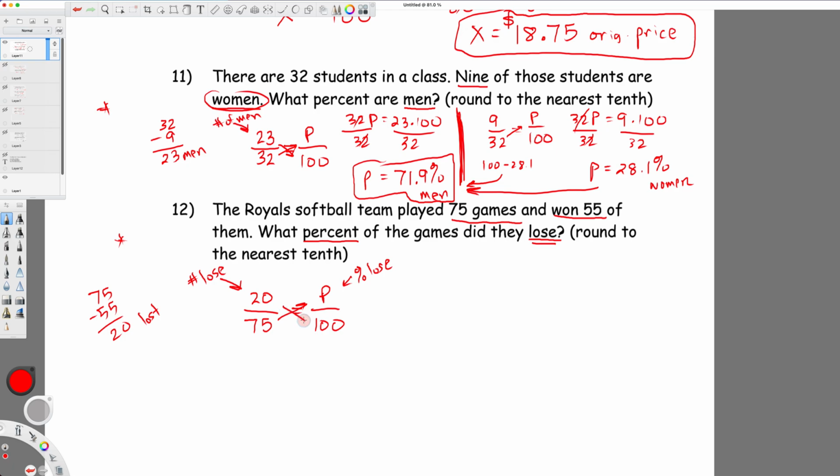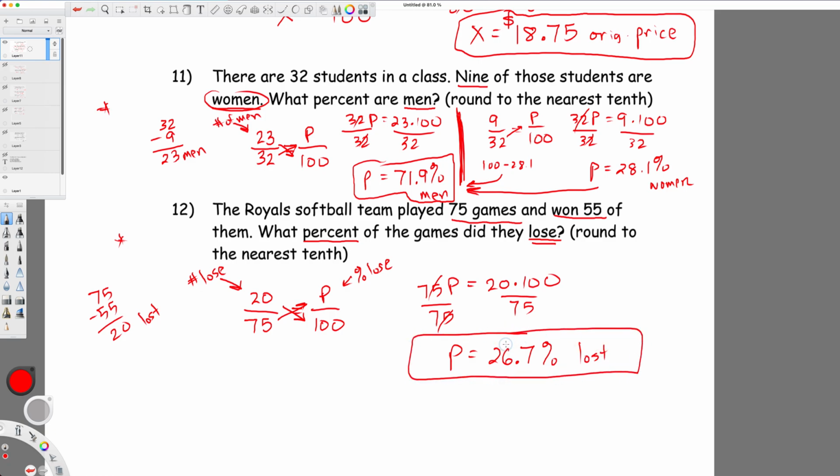And now I'm going to cross multiply and divide. So if I do that, I get 75p is equal to 20 times 100. Divide by 75, divide by 75. And I get 20 times 100 divided by 75. I get a repeating decimal, it says to round to the tenth, so that is 26, and it's a repeating 6, so that's going to round to a 7. So what percent of the games did they lose? They lost 26.7% of their games.